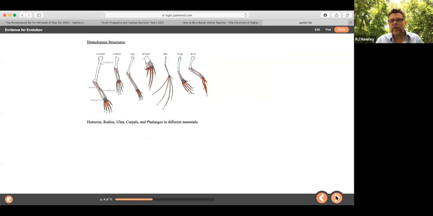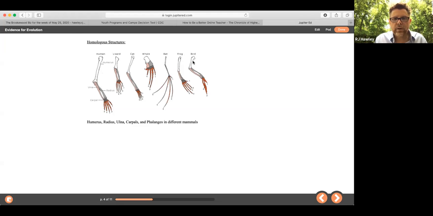So homologous structures, similar structures, are things that are used as evidence for evolution. Here you've got the arms or wings of a human, a lizard, a cat, a whale, a bat, a frog, and a bird. Notice almost all of these are mammals except for the bird. There's one fish that sometimes makes it onto this list. It's a really ancient lobe-finned fish, like a coelacanth, but I couldn't find a picture that had that on it.